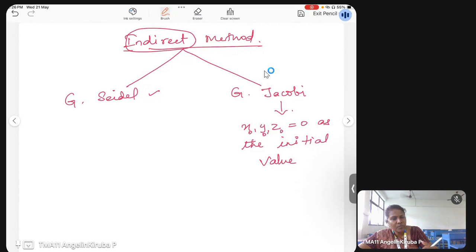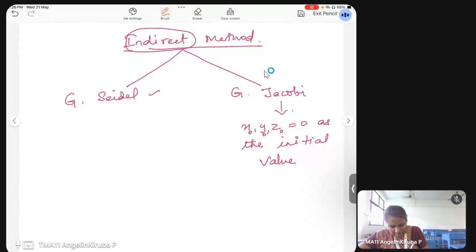As the initial value, in Jacobi we consider x naught, y naught, z naught equal to 0 and we start the first iteration. After the first iteration, we substitute the value of the first iteration in the second iteration, the second iteration value in the third, the third in the fourth, and it goes like that up to where we have to stop, which is when the iteration values get saturated. Okay, so that is the ending point for this method.